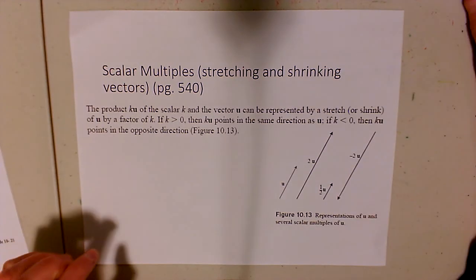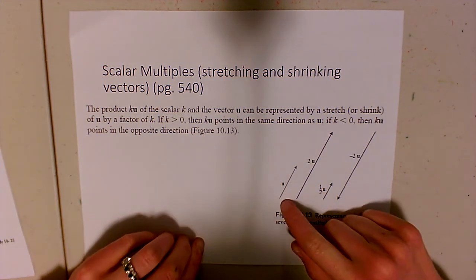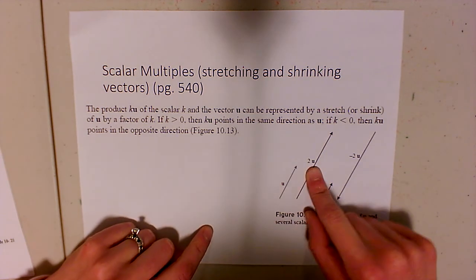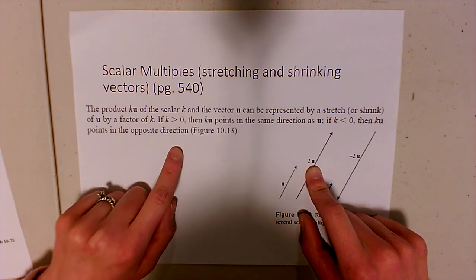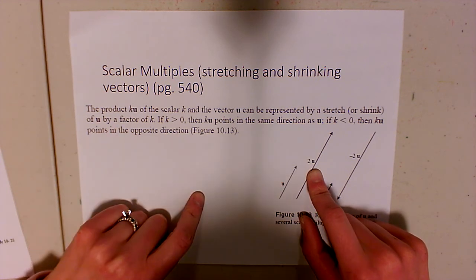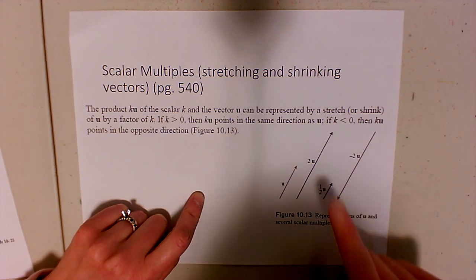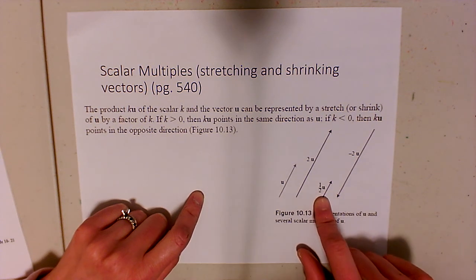Now, scalar multiples. This is somewhat related to what I was saying about flipping a vector. We can have scalar multiples of vectors, and we can stretch and shrink them. Let's say we have vector u. We can stretch it if we multiply it by a scalar that has an absolute value greater than 1, and we would shrink it if we're multiplying it by an absolute value less than 1. So this 1/2 u, the whole vector is being cut in half.